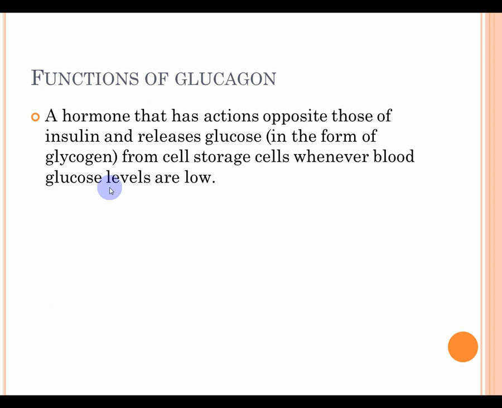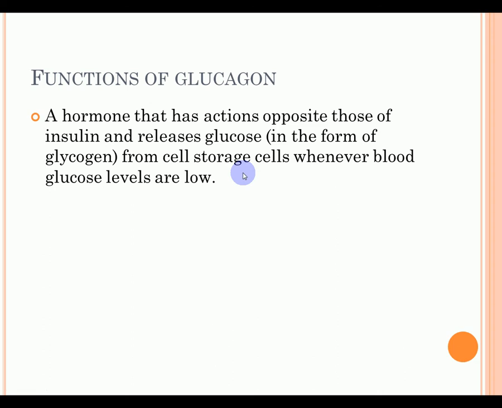Looking at functions of glucagon, we know this is a hormone that has actions that are opposite those of insulin. They are also called counter-regulatory hormones. Glucagon is a counter-regulatory hormone, and what that means is it counter-affects something. In this case, it has the opposite effects of insulin. It releases glucose, another G word, in the form of glycogen, another G word, from the storage cells whenever blood glucose levels are low.